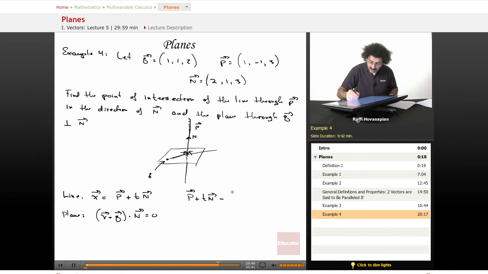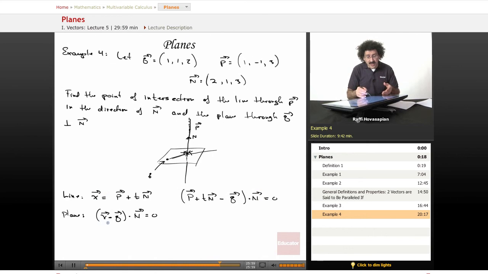N, that's x minus q dot n is equal to 0. So we took the equation of the line and the equation of the plane. We want the point of intersection. Well, the point of intersection is a point that is actually on both, that satisfies both.